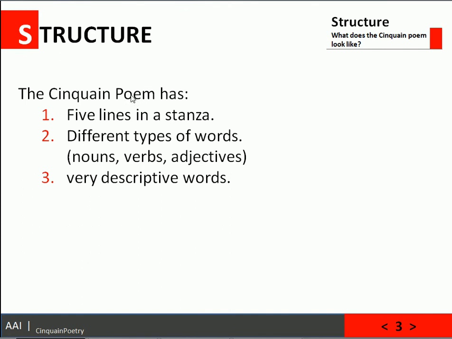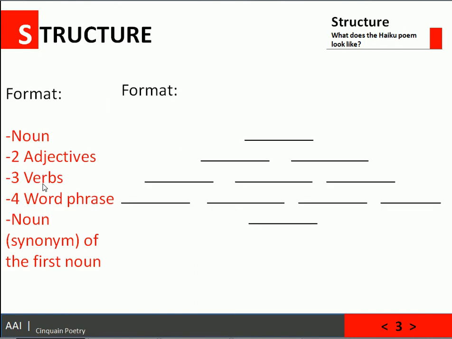Let's look at the structure of the Cinquain poem. Well, a Cinquain poem usually has 5 lines in a stanza. It usually contains different types of words like nouns, verbs, and adjectives. And it also tries to use very descriptive words. Well, let's take a look at the format or the structure.